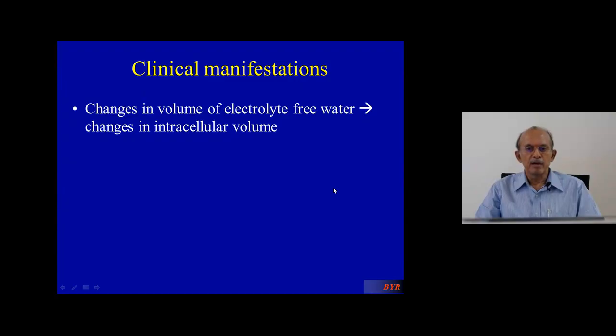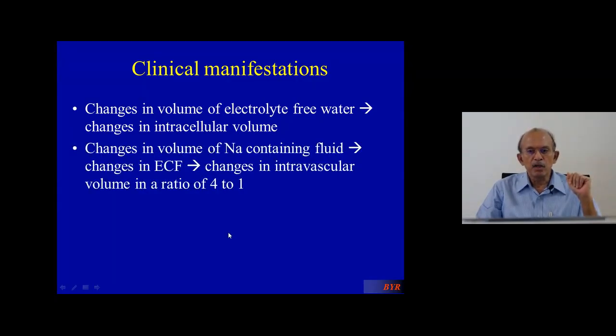Changes in the volume of electrolyte-free water. If only plain water without any electrolytes is either gained or lost, the changes are seen mostly in the intracellular fluid volume, because out of 13 parts, 9 parts are distributed to the cells. So whenever there is water depletion or water intoxication, that means excess, the changes are seen mainly in the intracellular fluid. So that will manifest with symptoms and signs.